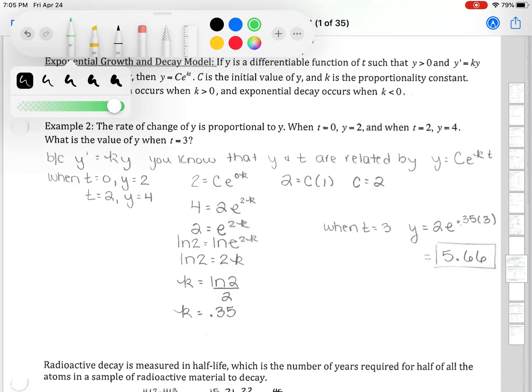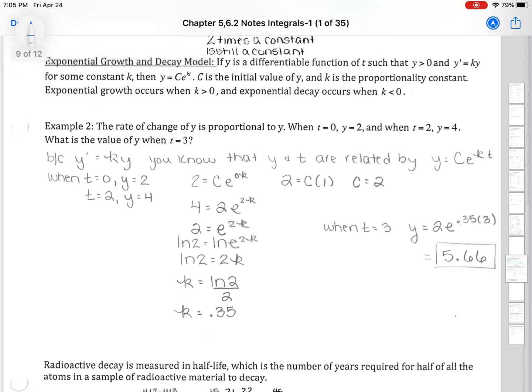All right, last problem here. It talks about exponential growth and decay. I actually do these in my Algebra 2 class, but I feel like we've touched on this a little, but maybe not.